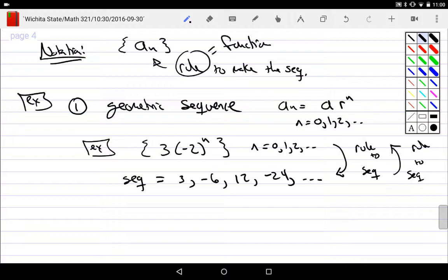Negative 2. What's 12 over negative 6? What's 24 over 12? Negative 2. Why? That's what happens. Every time, we get another negative 2 multiplication. So if you divide neighbors and you get a constant, you know it's automatically geometric.